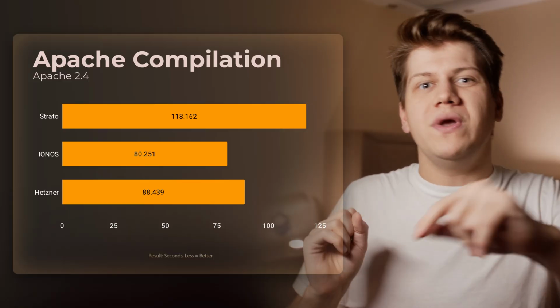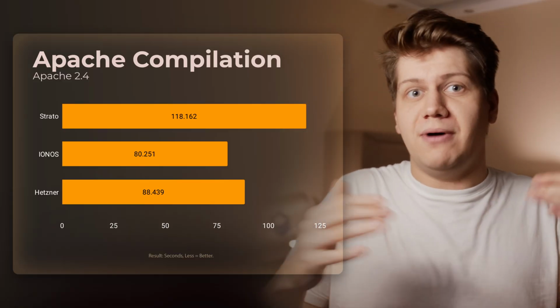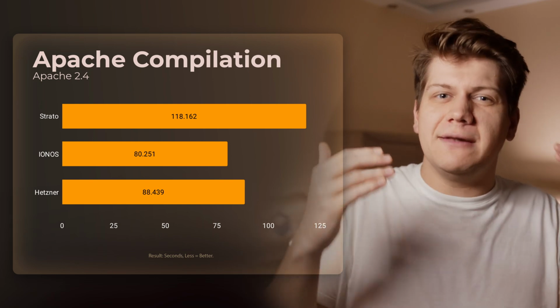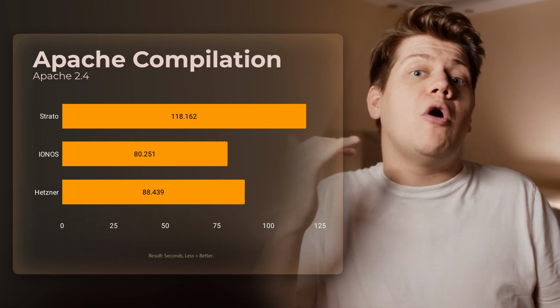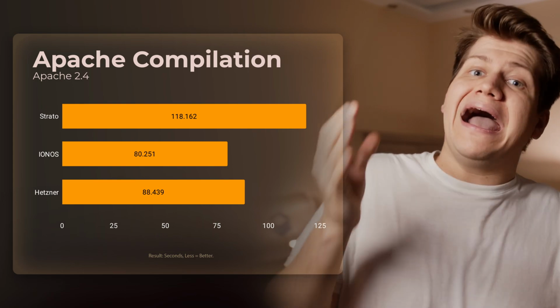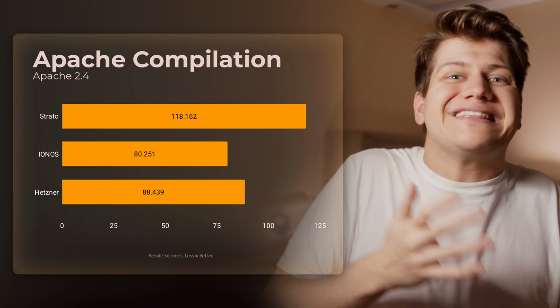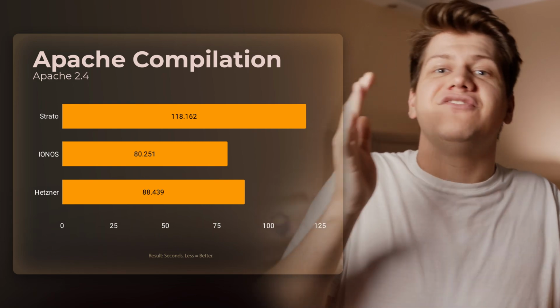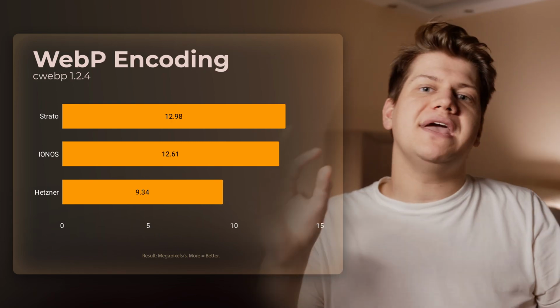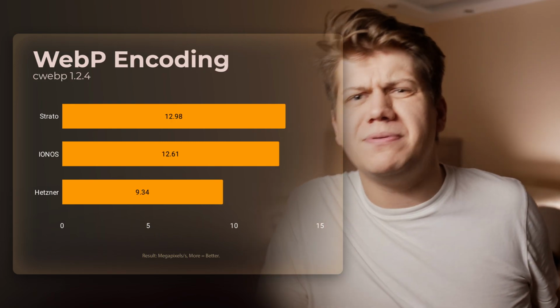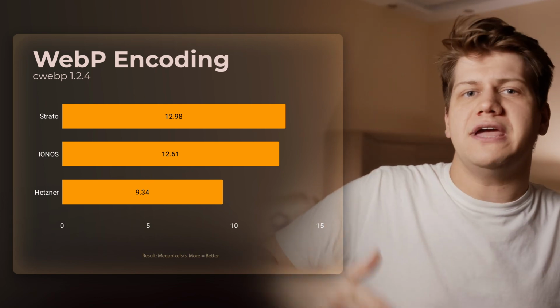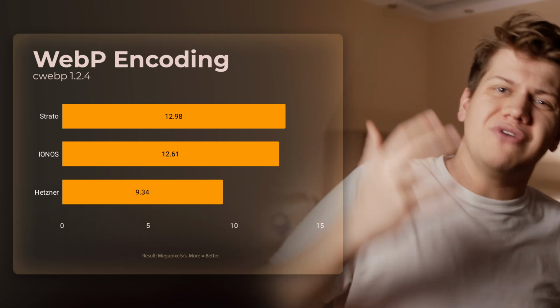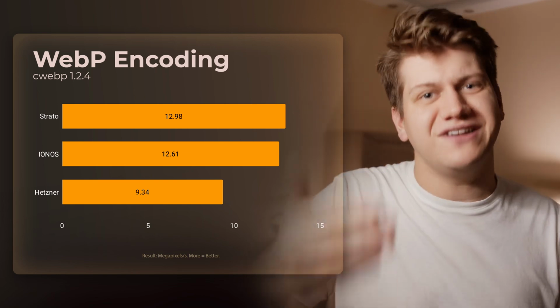Compilation benchmark. We can see that the second core in both Hetzner and Ionos VPS helps here a lot, and if you want to compile anything on your VPS, I strongly recommend to get at least 2 or even better, 4 cores. WebP encode benchmark is useful to all people that don't want to use external image optimization services, but rather optimize on their own server.